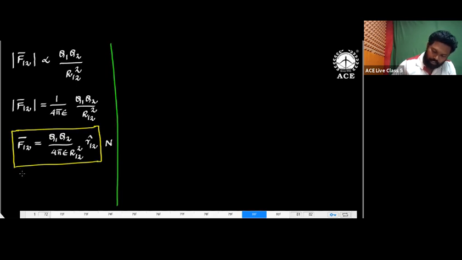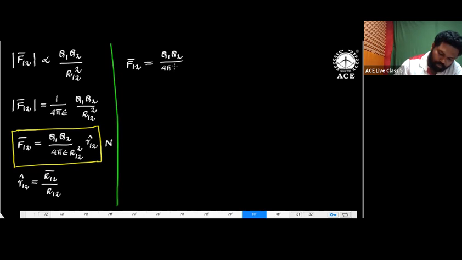For our convenience, you can write R12 cap as R12 vector by its magnitude. You can substitute there. So what you are going to get is F12 equal to Q1 Q2 divided by 4 pi epsilon, R12 vector by its magnitude cubed. Remember, the force is not varying as one over the distance cube. It is only for mathematical convenience.